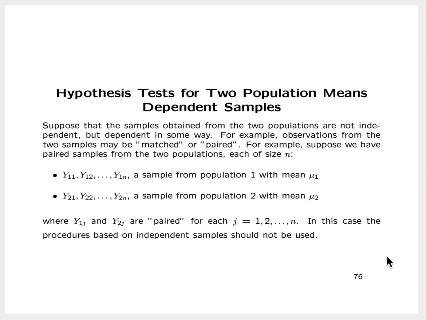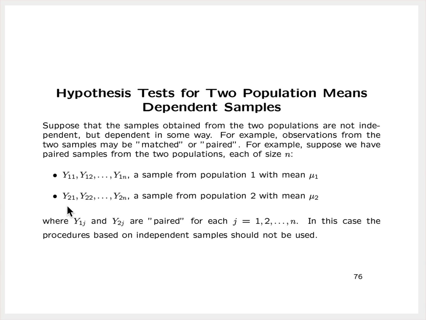being denoted by n. So y11 is the first observation in the first sample, y12 is the second observation in the first sample, and so forth out to y sub 1n, the last or nth observation in the first sample. This is our sample of size n from population 1. We'll denote the mean of that population by mu sub 1.